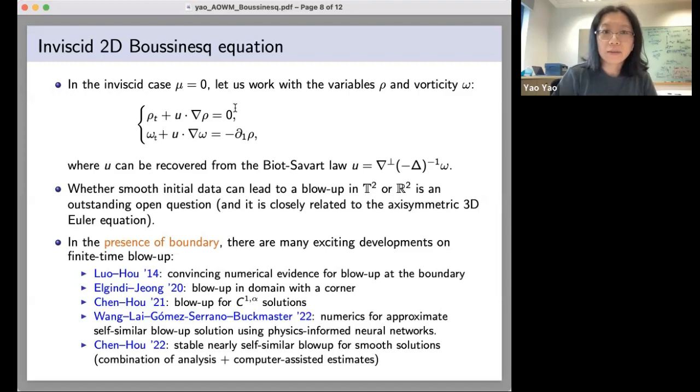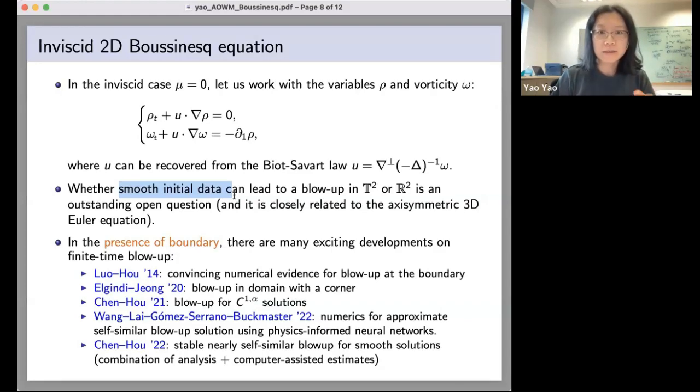And then for the inviscid case, we work with the density variable and also the vorticity variable. In this case, for smooth initial data, whether it can have a blow up in the torus or in the whole plane is still an outstanding open question. And people care about it not only because the 2D Boussinesq equation is interesting by itself, but because this equation is also known to be closely related to the axisymmetric 3D Euler equation.